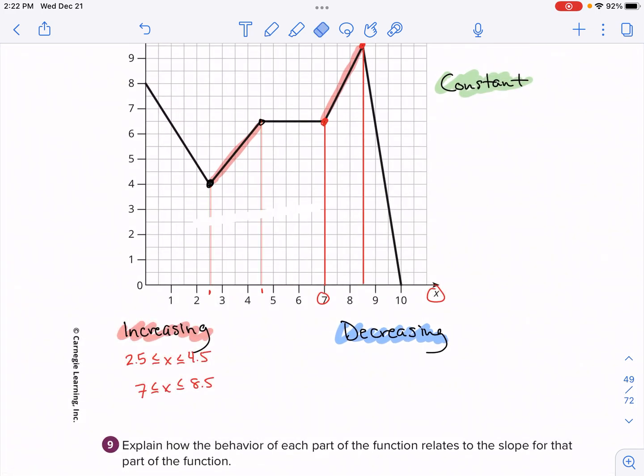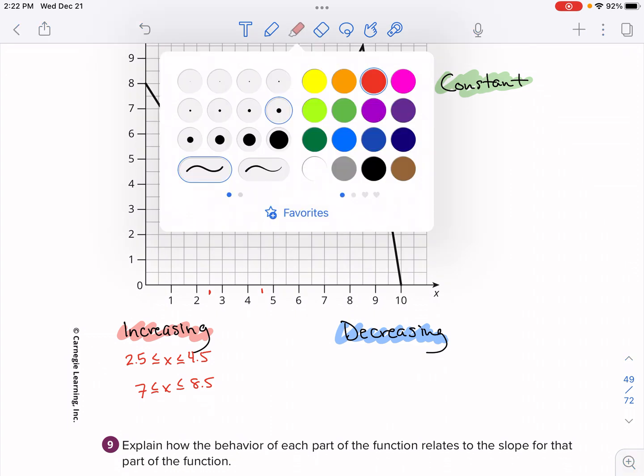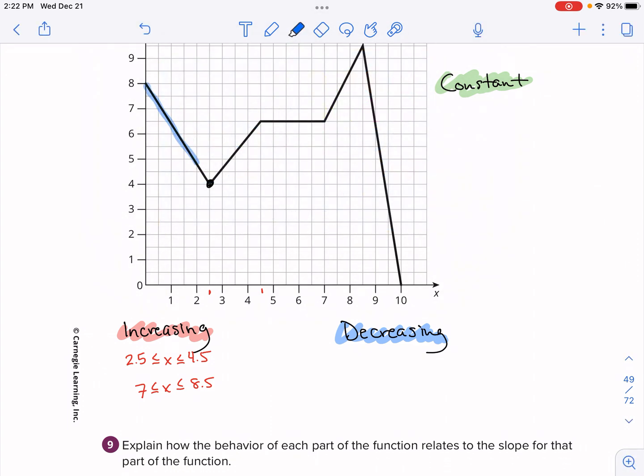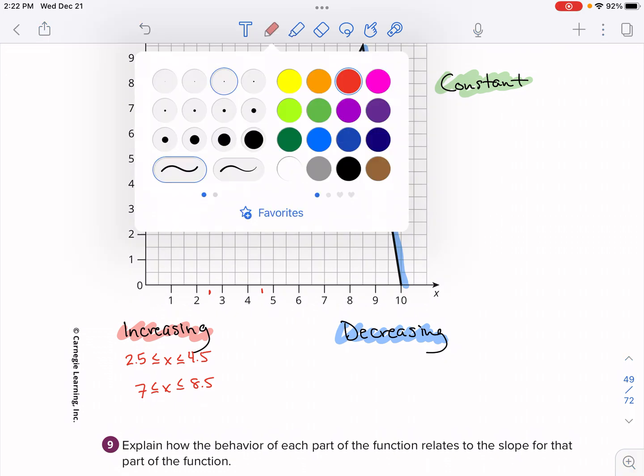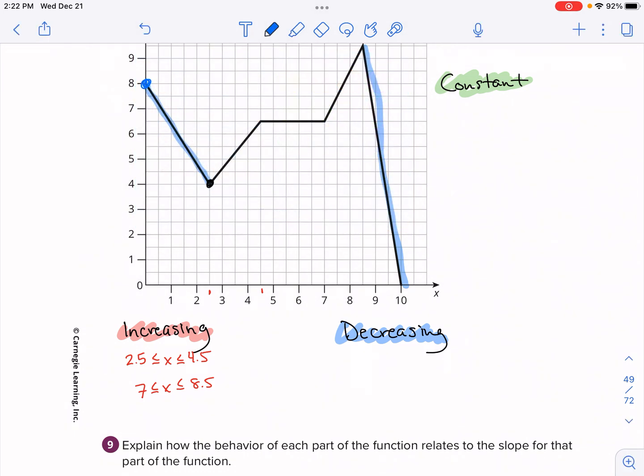So I'm going to get rid of these lines just so it's not super cluttered for the next part, which is decreasing. Okay, so decreasing we're putting in blue. So that is this part. Anything else? Yep, this last part right here. So from here, this is the very beginning, so that is at 0. And this is also where we started on increasing, which is 2.5. So this is from 0 to 2.5. We write that as 0 less than or equal to x less than or equal to 2.5.